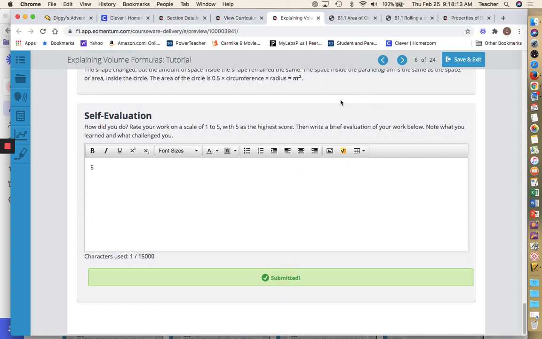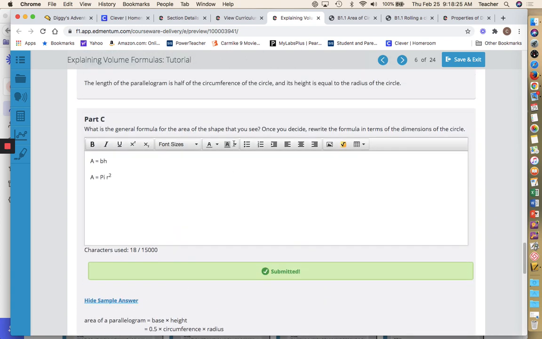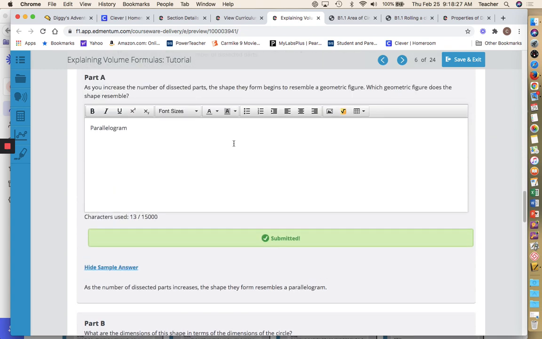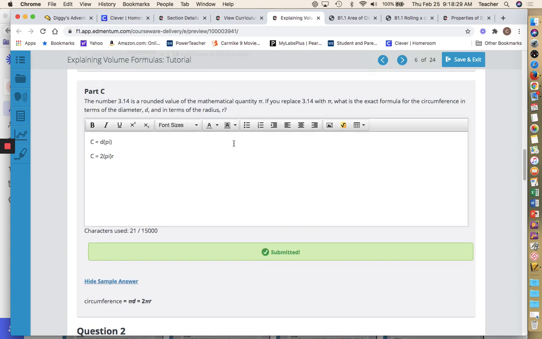All right, so the area formula for a parallelogram is base times height. The formula for the area of a circle is pi r squared, and the formulas for the circumference depend on which one you have been given. Diameter times pi, there it is. Or if you've been given the radius, it's 2 times pi times the radius. And basically, that's because 2 times r is your diameter.